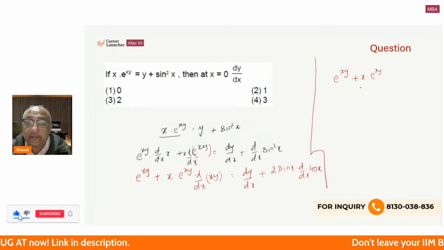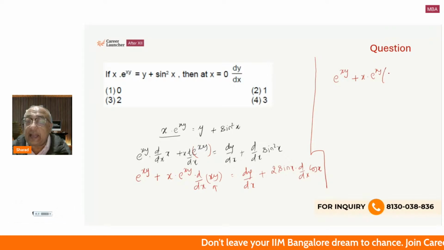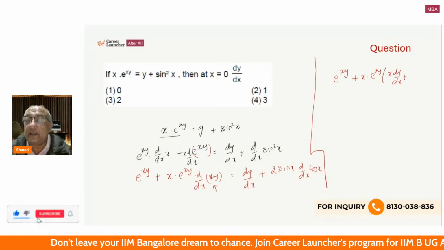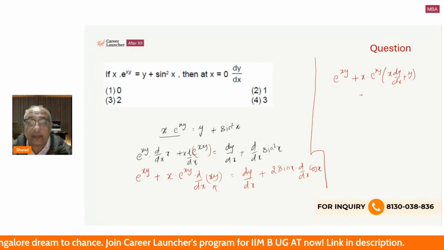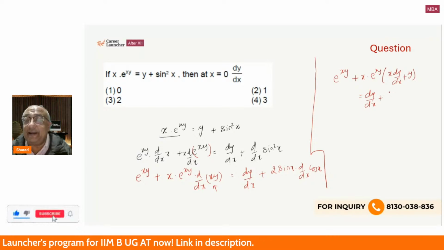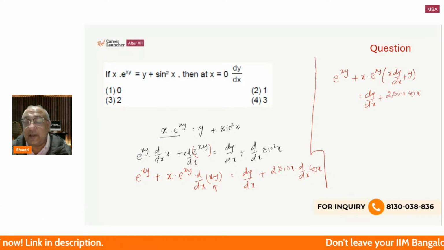Now, if I differentiate xy, what do I get here? I'll get x dy by dx plus y. Of course, dx by dx will be equal to 1. Over here, dy by dx. And here I'll get 2 sine x cos x. So this is my result.